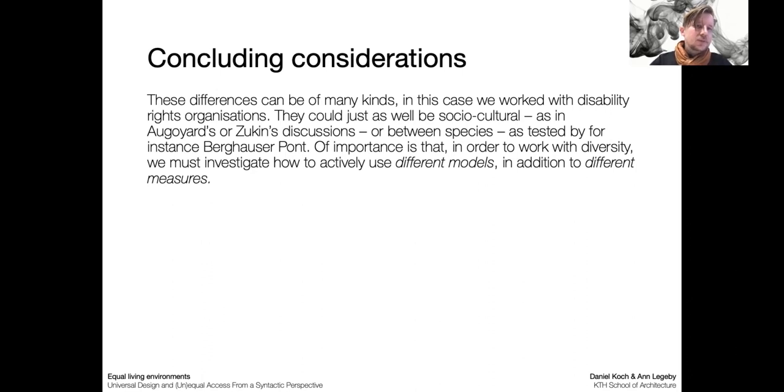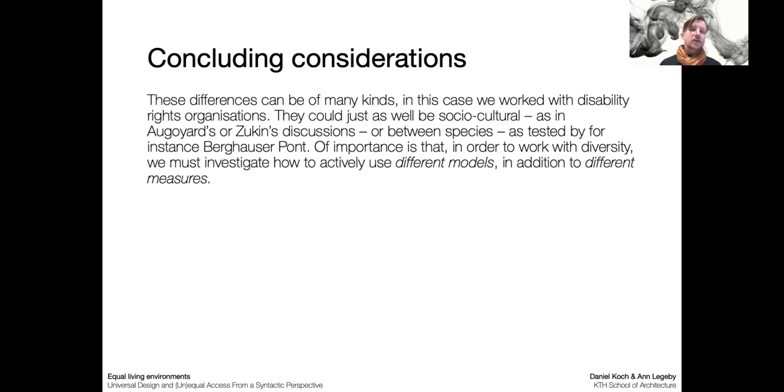But we would also like to say that the differences can be of many kinds. They could be sociocultural, as in Aguiar Suzuki's discussions. It could be class differentiation, safety concerns, or other reasons why some people wouldn't go to a certain place and thereby leave it out of their cognitive maps. It could be between species, like Metaberg-House-Pont and others have done a map of bee accessibility and so on.